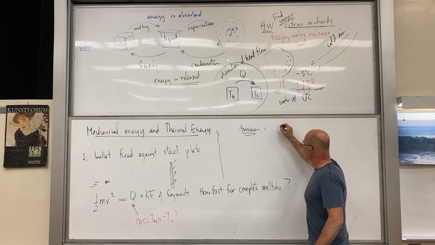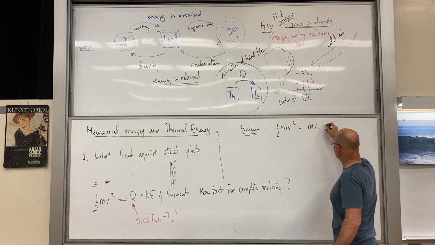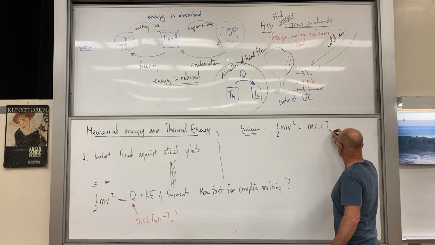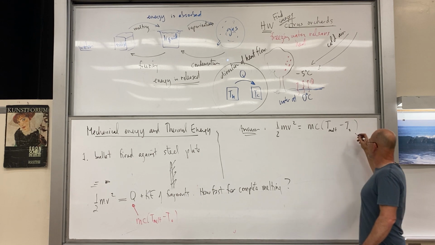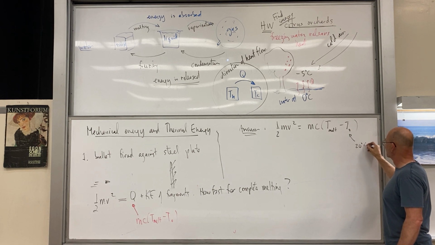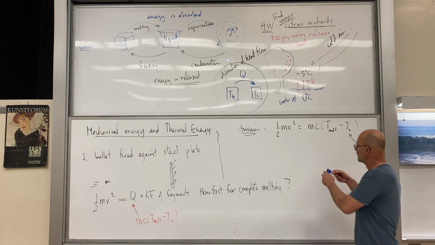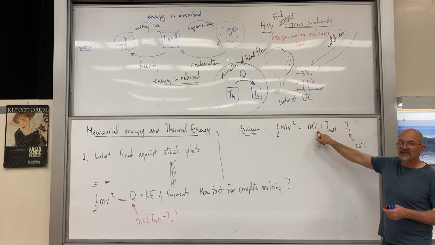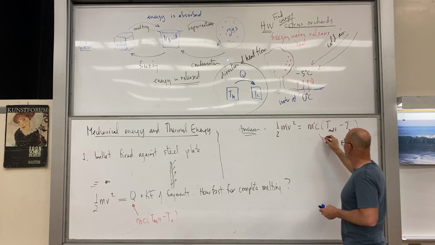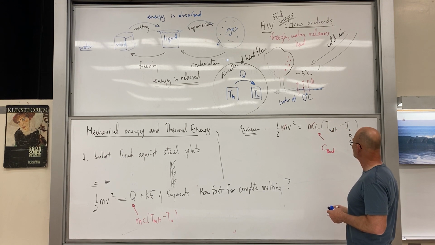I'll set it up. So what we're looking at is 1/2 mv squared equals mc (T melt minus T0). Generally, we just let that be 20 degrees Celsius. That's just the standard, basically room temperature. Okay. Well, notice, mass cancels, and just to be concrete, let's let that be lead. Specific heat of lead, as an example.